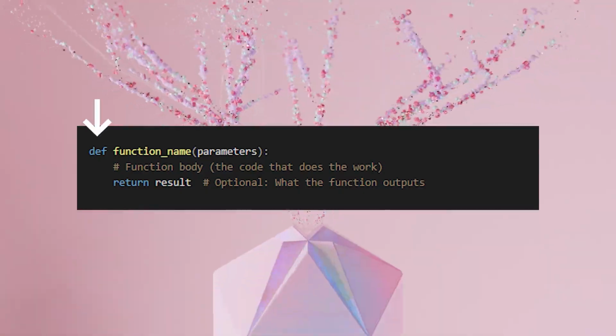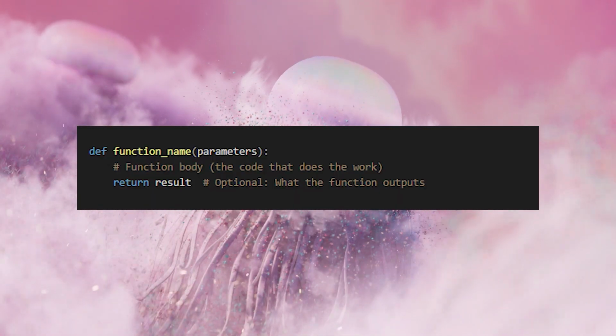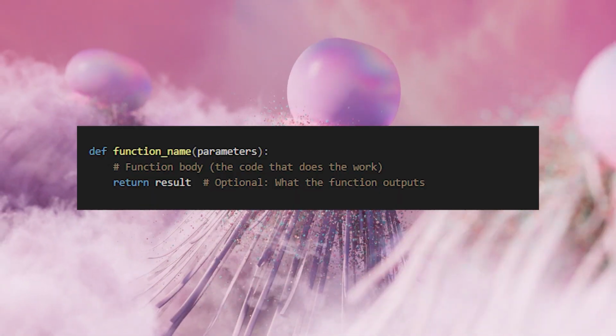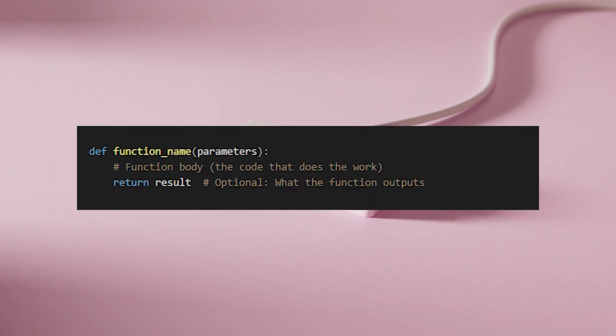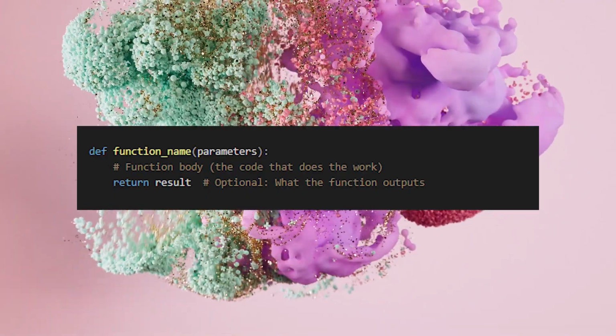The def keyword. Every function starts with the keyword def, which stands for define. It tells Python, "Hey, I'm about to define a new function." Without def, Python wouldn't know that you're creating a function.